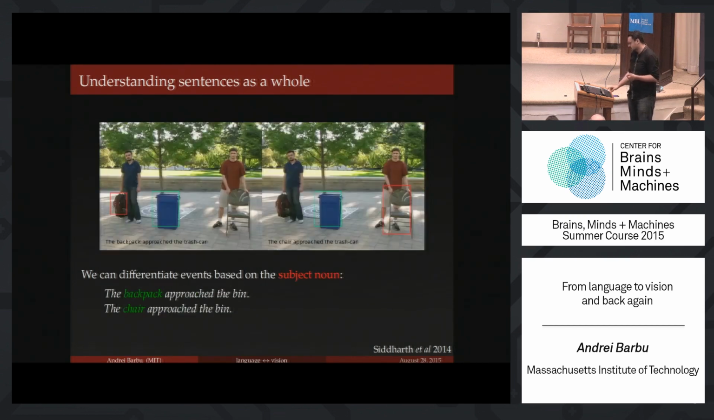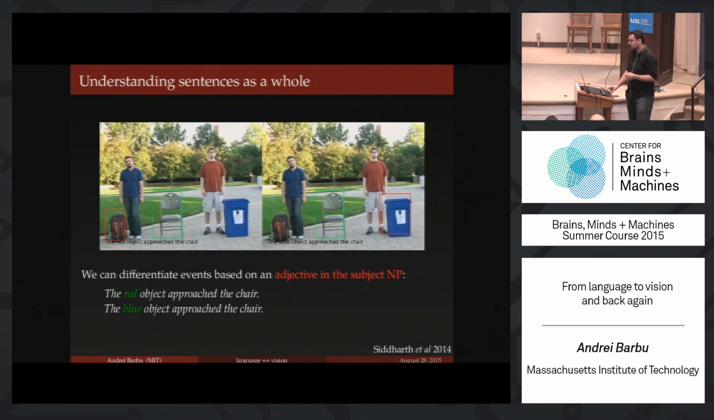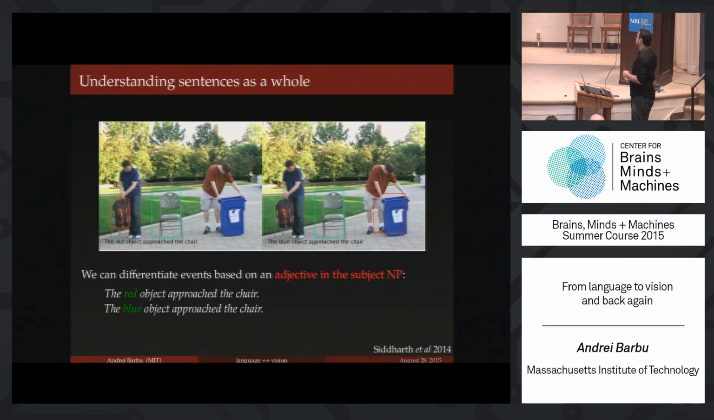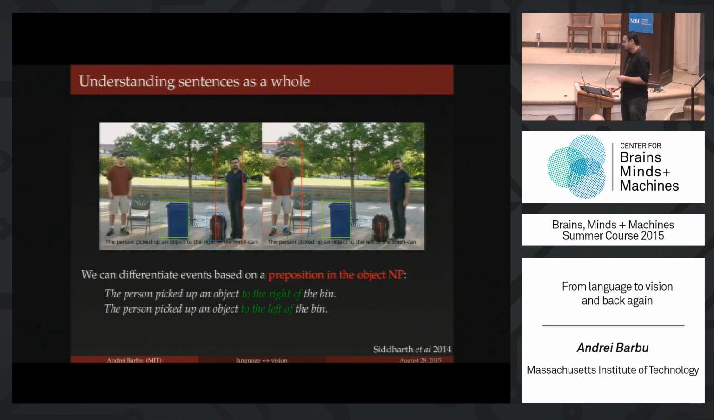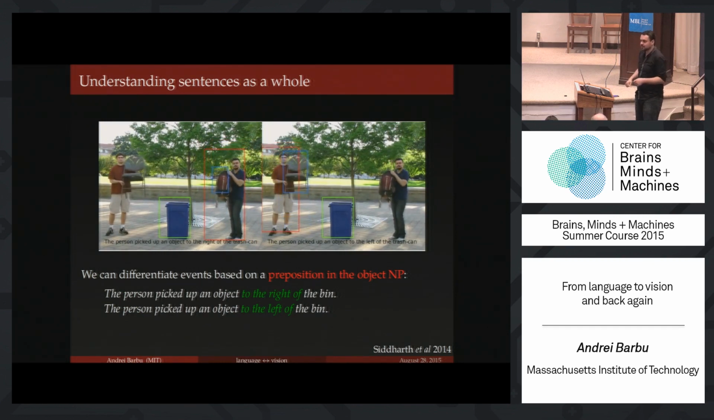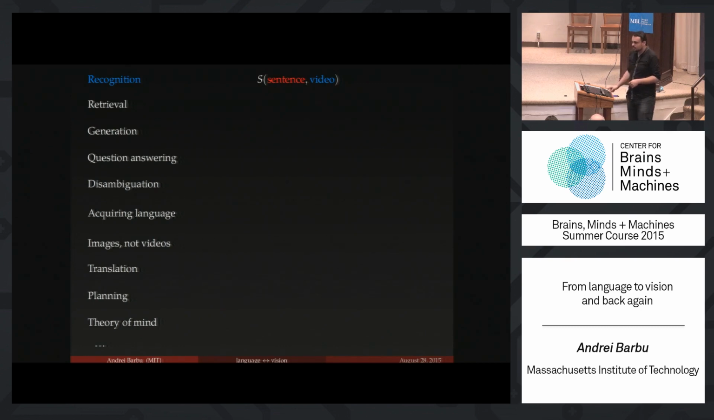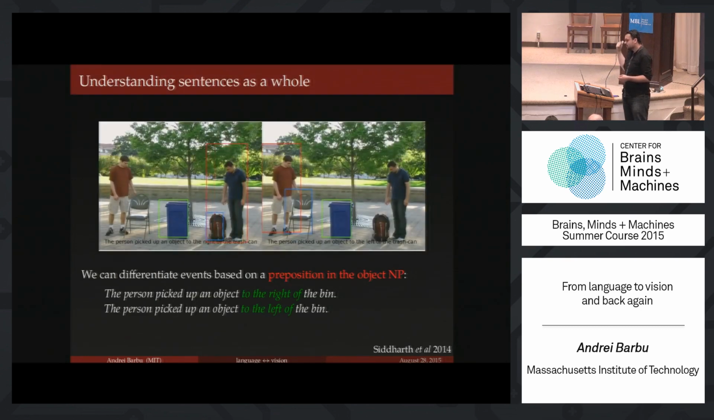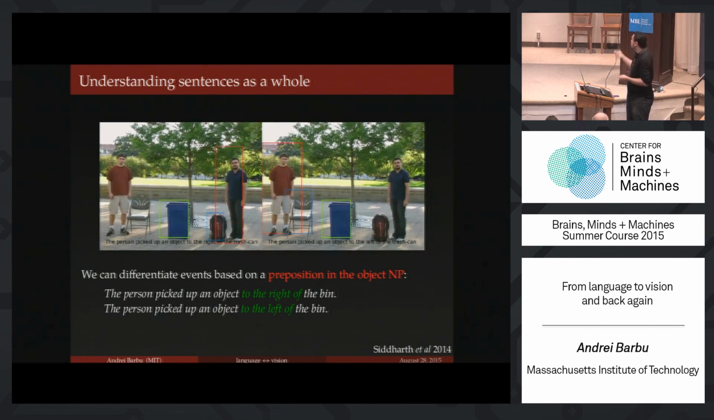So we can play this game many, many times over. We can have it pay attention to the subject. Is a backpack approaching something, or is a chair approaching something? We can have it pay attention to the color of an object. Is the red object approaching something, or a blue object approaching something? We can have it pay attention to a preposition. Is someone picking up an object to the left of something or to the right of something? And we have many, many dozens or hundreds of these. And I won't bore you with all of them. But the important part is we can handle lots and lots of different parts of speech, and we can still represent them, and we can still be sensitive to these subtle distinctions in the meanings of the sentences.